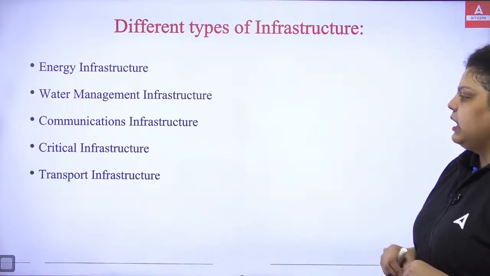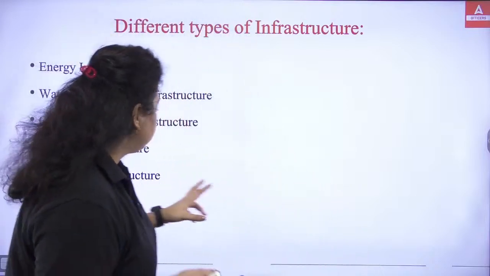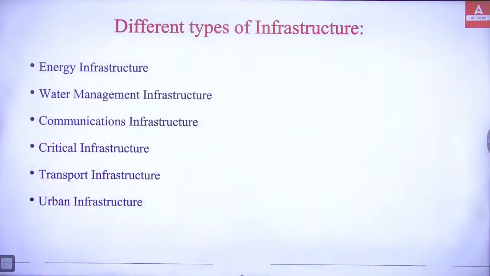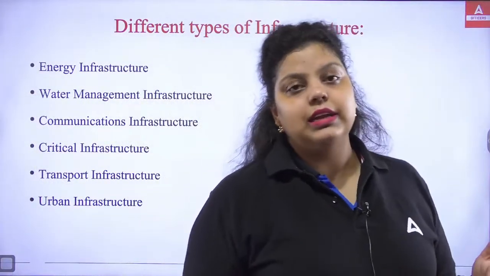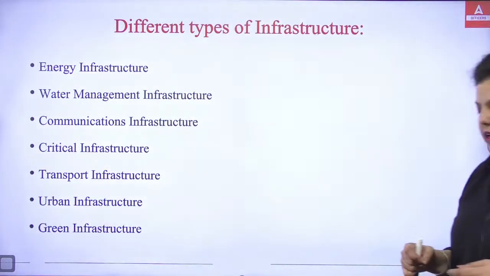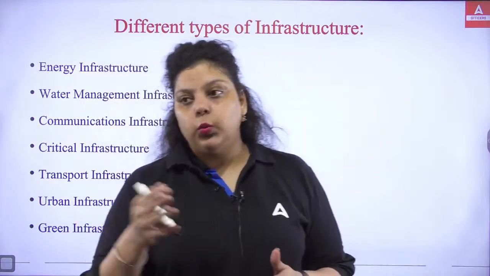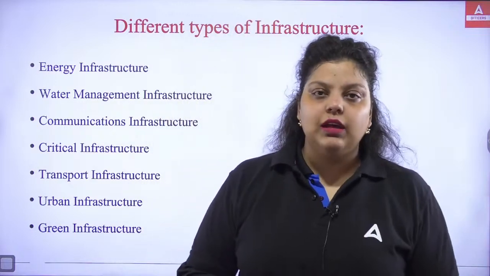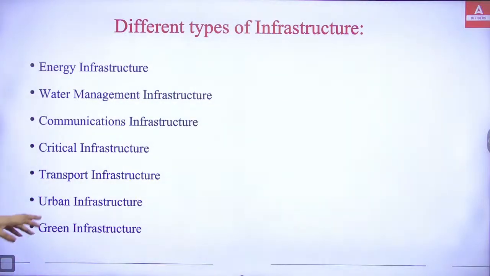Okay. Now the transport infrastructure, again, to go from one place to another, you need a transport infrastructure. Then urban infrastructure, to provide all kinds of facilities to the urban areas, you need urban infrastructure. Then green infrastructure, a kind of infrastructure which is related to the environment, like the national parks we have, wildlife sanctuaries we have, bioreserves we have, all these are green infrastructure. Okay. So these are the types of infrastructure which we have to discuss in detail. I have just given you an idea of what these are.